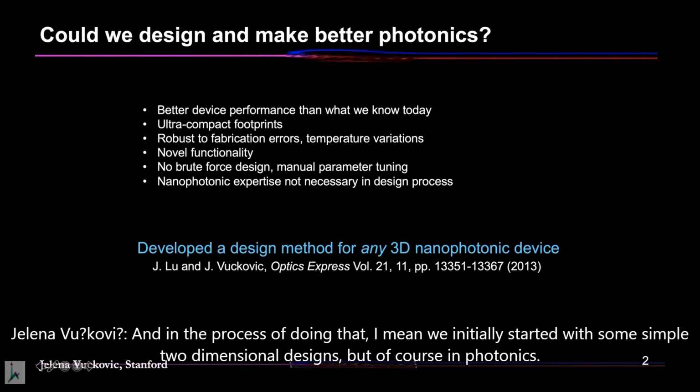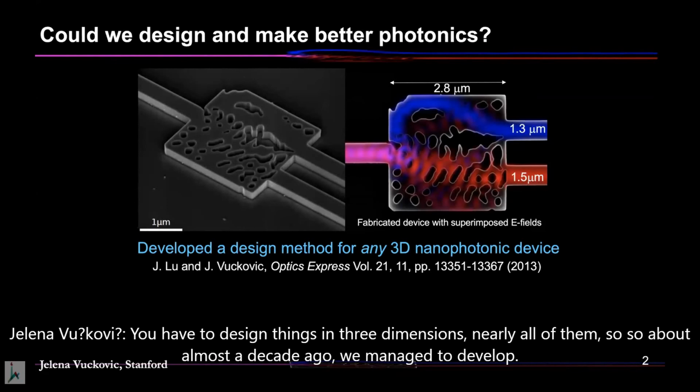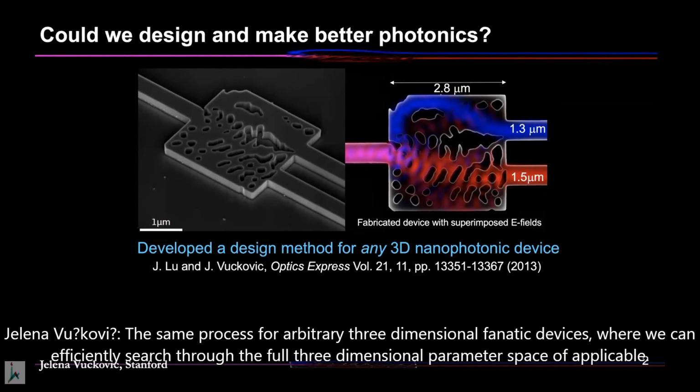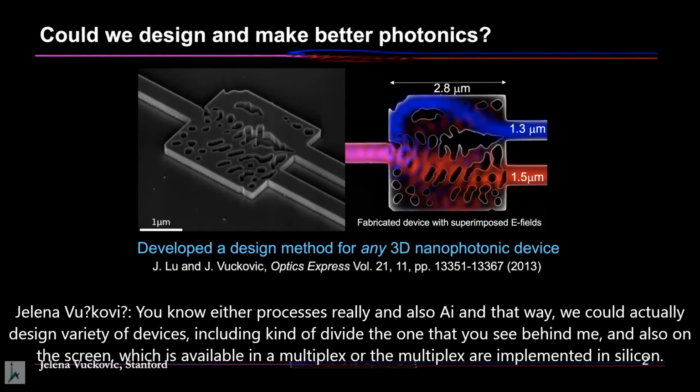In the process of doing that, we initially started with some simple two-dimensional designs, but of course in photonics, you have to design things in 3 dimensions, nearly all of them. So almost a decade ago, we managed to develop a design process for arbitrary 3-dimensional photonic devices, where we can efficiently search through the full 3-dimensional parameter space of fabricable designs by using a combination of fast electromagnetic solvers and classical optimization tools, the same type of optimization tools that people use in other processes, and also AI. That way we could design a variety of devices, including the one that you see behind me and also on the screen, which is a wavelength multiplexer, demultiplexer implemented in silicon.